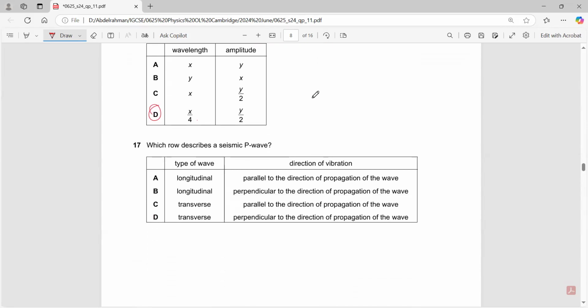Which row describes a seismic P wave? So we have two types of seismic waves, P waves and S waves. To memorize the difference, it would be easier to memorize the S wave, which is a transverse wave. S wave, transverse. So S and S. Therefore, P would be longitudinal, meaning that it moves parallel to the direction of propagation. Just to memorize them, they are earthquake waves. You've got S waves and P waves. The S wave is transverse, S and S, while P is longitudinal. Yes.